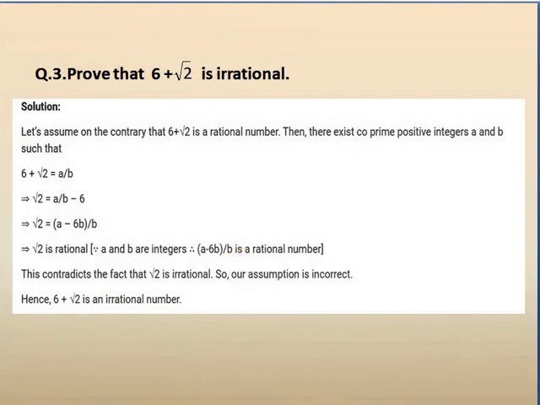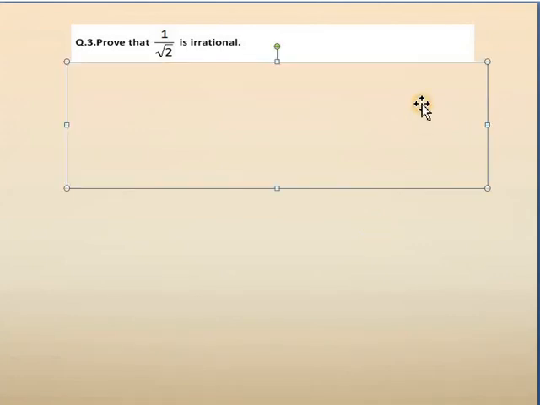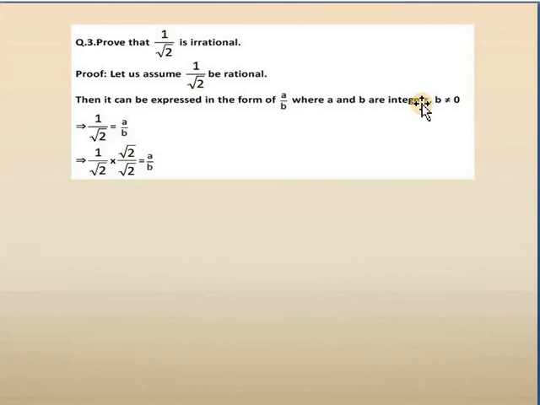Let's do one more example: prove that 1 by root 2 is irrational. Now the same way we will do it. We will start by assuming that 1 by root 2 is rational. And if 1 by root 2 is rational, it can be expressed in the form a by b.